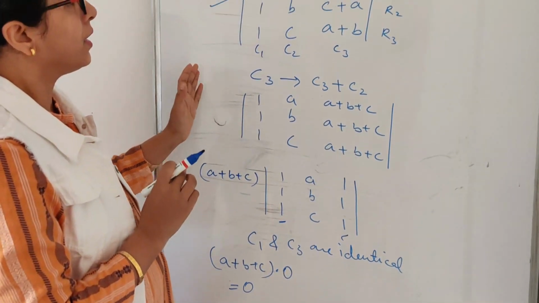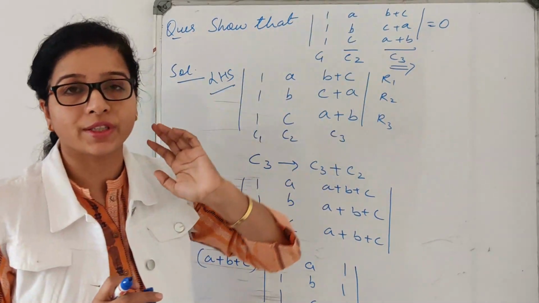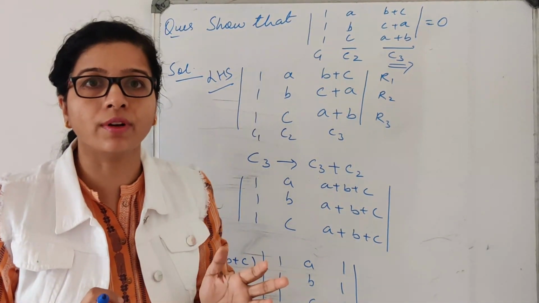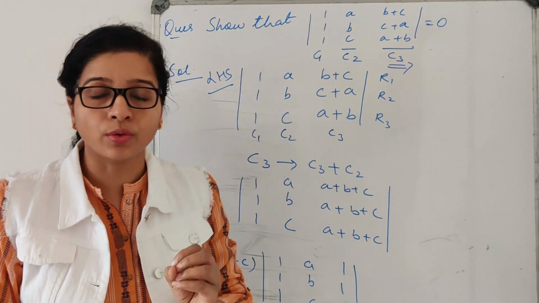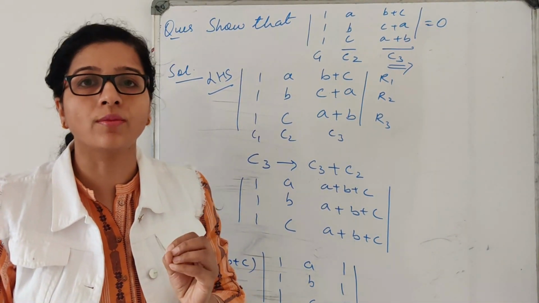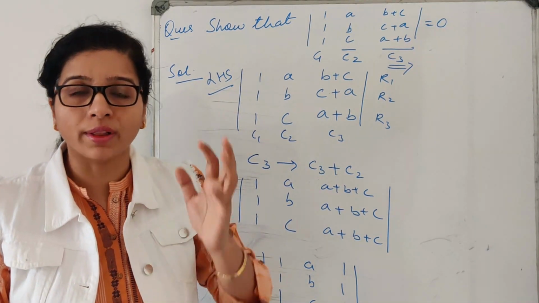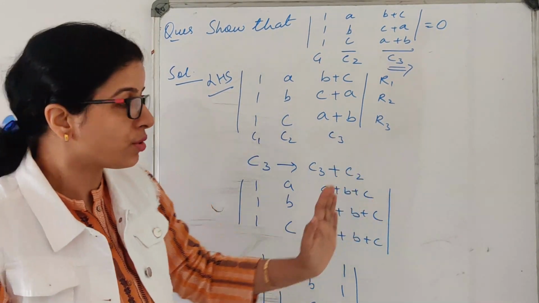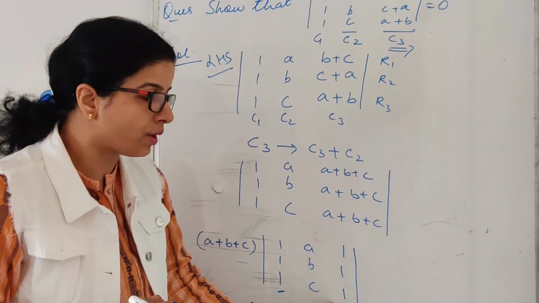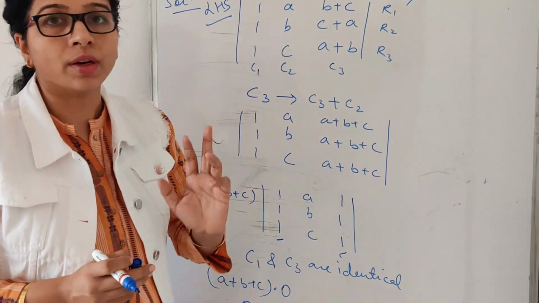Is that clear? What we have learned is that the determinant can only be 0 if two rows or two columns are equal, or all the elements of one column are 0. Then only our determinant can be 0. I have made two columns equal here, so the value of the determinant will become 0.